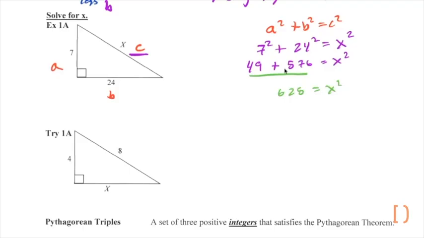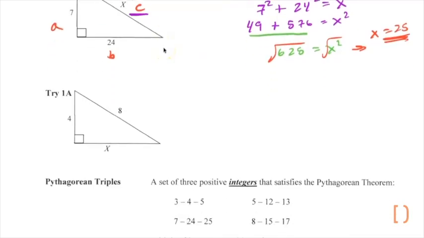Then we'll take the square root of both sides, get rid of that squared. And that actually works out nicely. X is equal to 25. X equals 25. And when it works out nicely, we actually have a name for it. It's called a Pythagorean triple. And we're going to talk about those later, but those are the nice ones. Next one, not going to be nice.